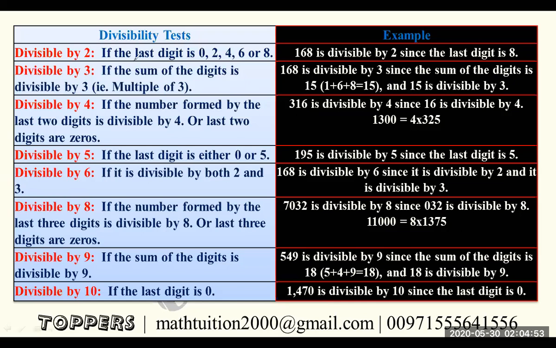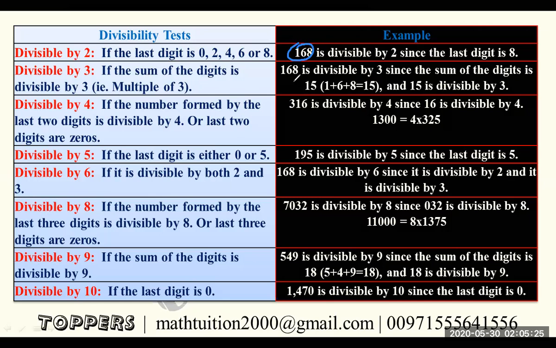Here I have given an example. 168. Why? The last digit 8 is an even number, so it is divisible by 2, since the last digit is 8. Second, divisibility by 3. If the sum of the digits is divisible by 3, that means that sum is a multiple of 3.